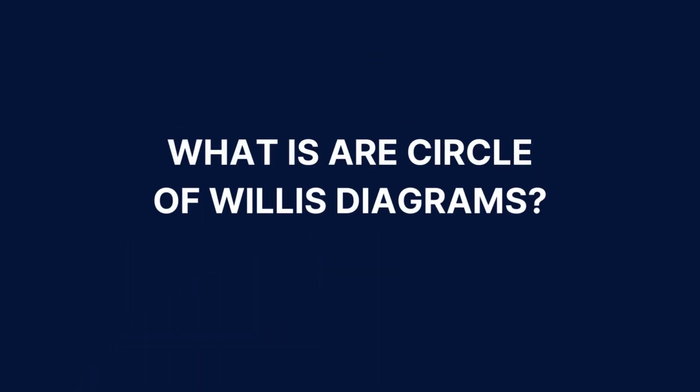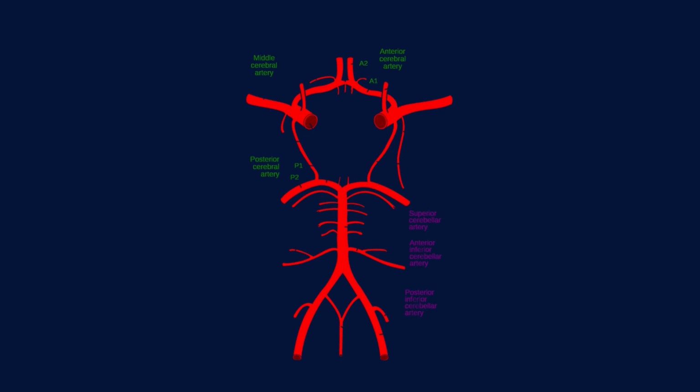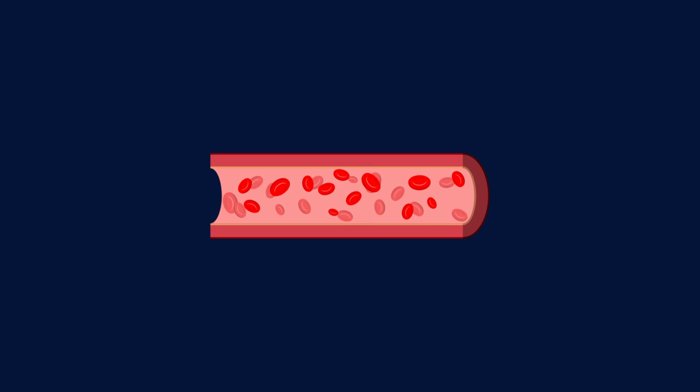So what is the Circle of Willis diagram or template? The Circle of Willis is an arrangement of arteries located in the base of the brain. It is connected to the brain's major arteries and supplies consistent blood flow between the brain's anterior and posterior arteries.